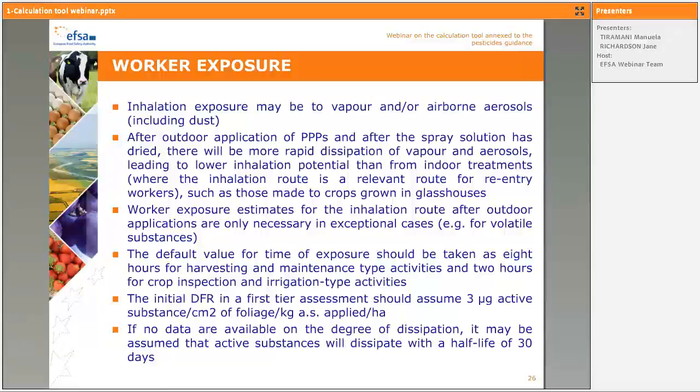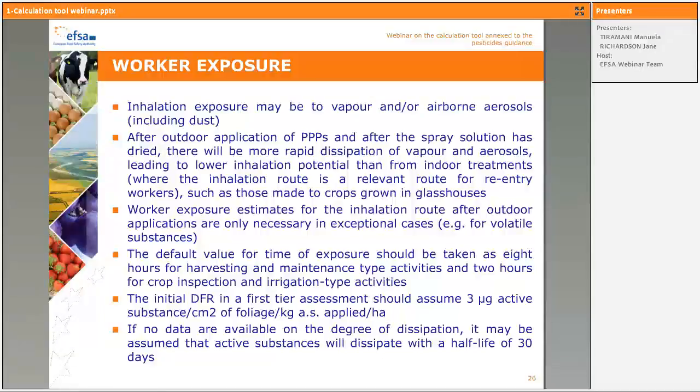In particular, also, the dislodgeable foliar residues, so the amount of substance that is present on a crop, as a first-year assessment should be assumed as being 3 micrograms, whereas in the past we have always more or less used 1 microgram, but the data seems to indicate that this is a more appropriate value.